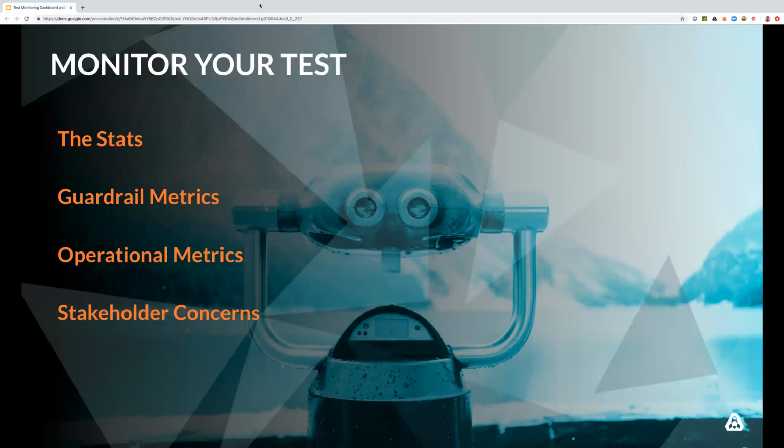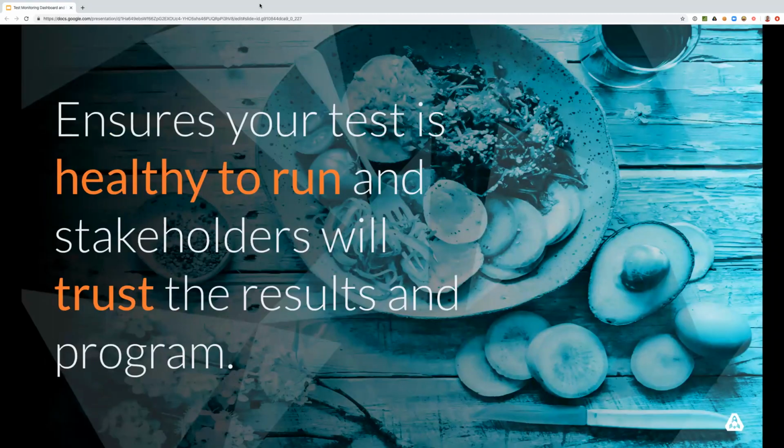And then the last component here are stakeholder concerns. We really want to make sure we hear any of those really important questions from our stakeholders, or we look into anything they're worried about, and we acknowledge that they're being monitored. And so what this all does is it, one, ensures that our test is healthy enough to continue running to completion, and two, it helps build that trust for stakeholders into our results and program.